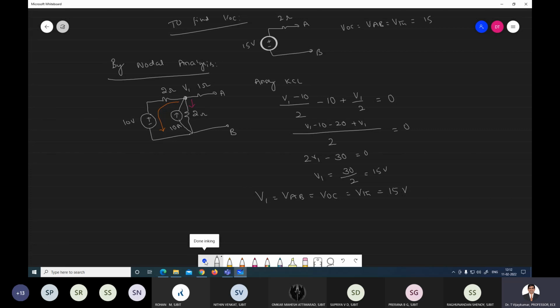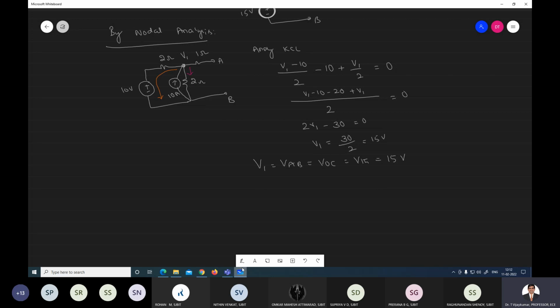Again for RTH, what is RTH now? For the same procedure, to find RTH, again short the voltage source. The resistance is there, open the current source. Then here one more resistance is there that you have to write. This is your 2 ohm, this is the 1 ohm, and this is the 2 ohm.